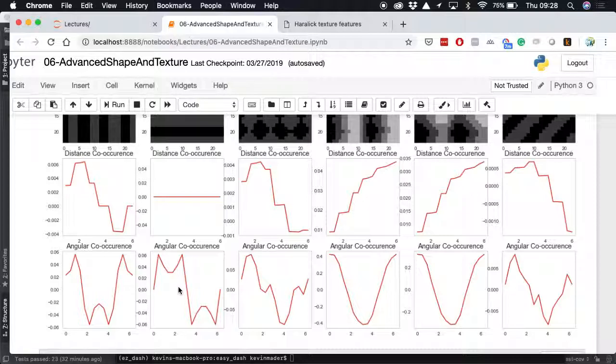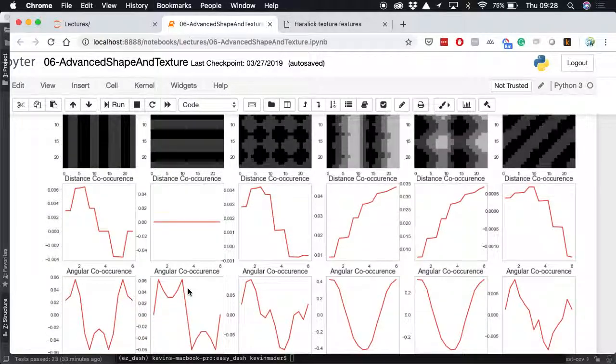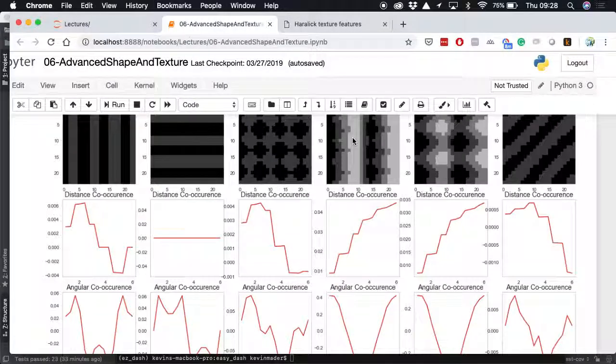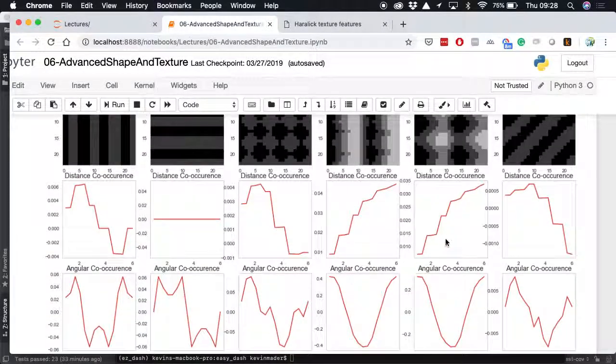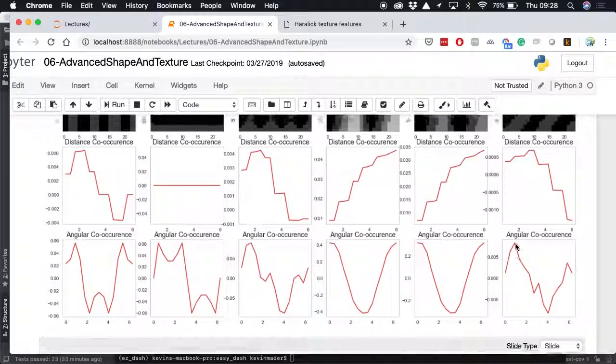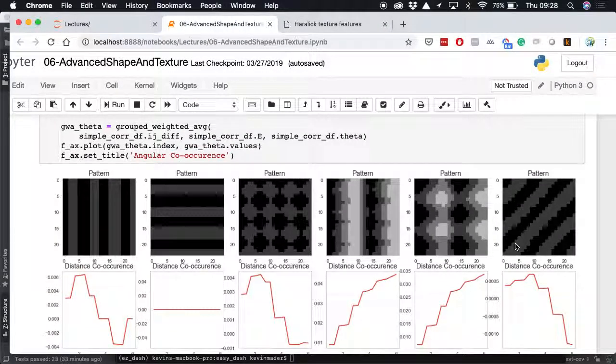And so if you know you have stripes in some direction, you can use the angular co-occurrence to quickly visualize which direction they are likely to go in. And by finding the peaks on this curve, you can now quantify that pattern. And similarly, you can see that for all of these different structures, we get slightly different curves that help us distinguish the different patterns. And so the idea is that you can use these tools if you're looking to distinguish certain small details in images.